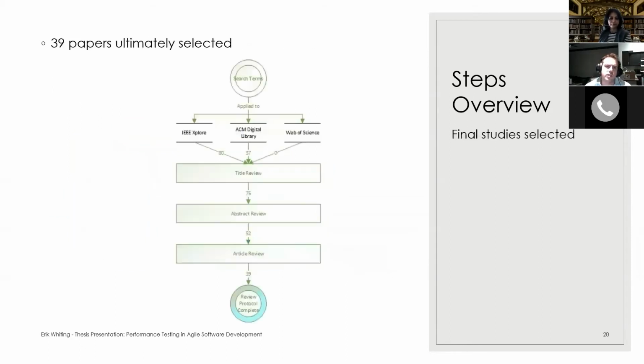And then once we did the quality review, we ended up with 39 papers for the literature review. We started with 117. That was how many results we got when we did the search in the databases with the different search terms. But after the title, abstract, and article reviews, just 39. So the results that I'm about to talk about are from those 39 papers.